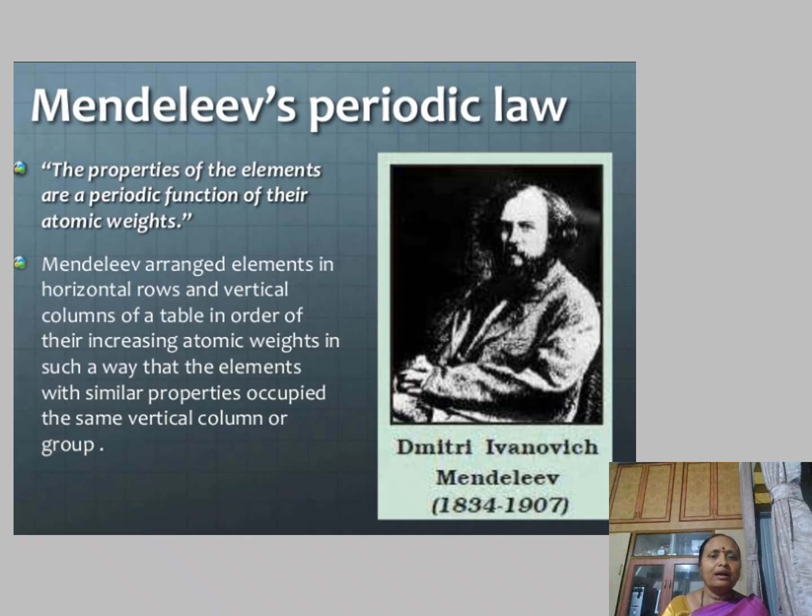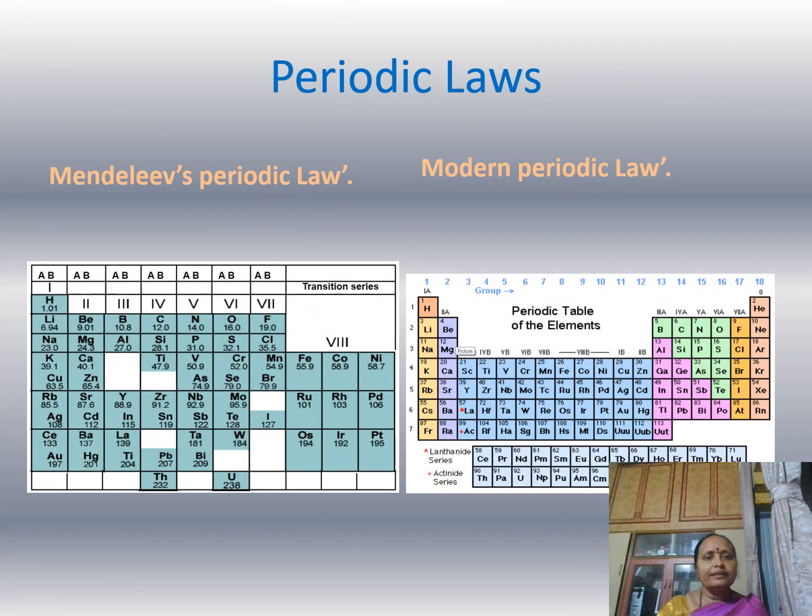So Mendeleev had arranged the then known elements based on the increasing order of their atomic mass. His periodic law states that the properties of the elements are a periodic function of their atomic mass. Then we see this is Mendeleev's periodic table, which was based on the increasing order of their atomic mass.